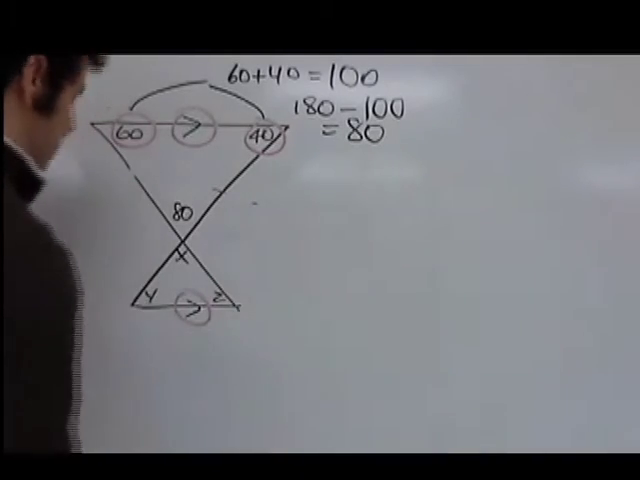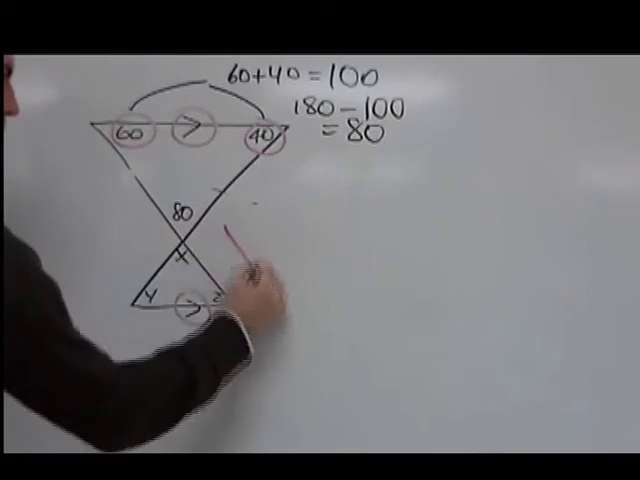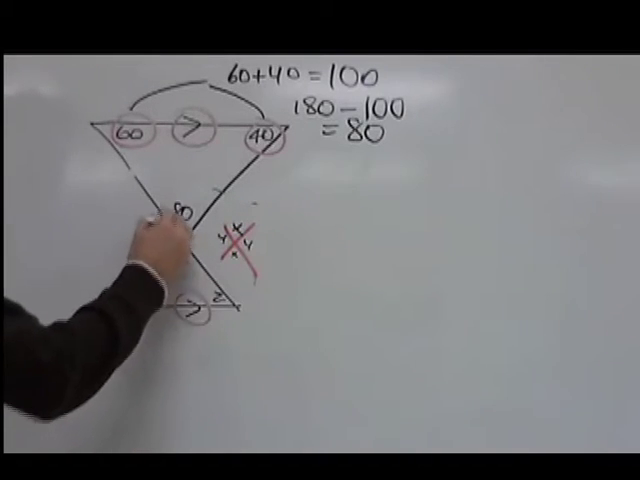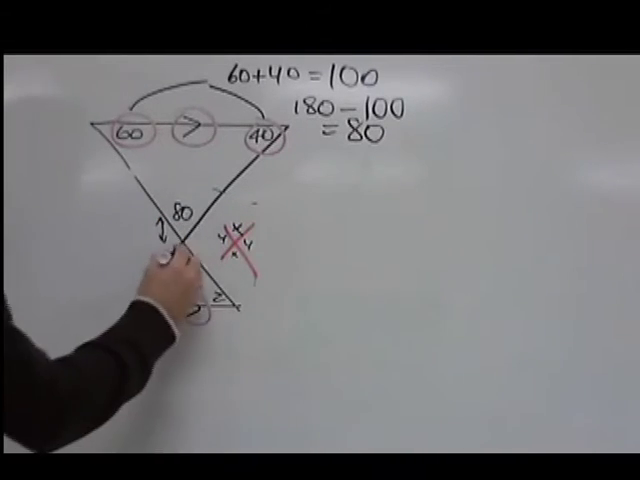But now we also see something else. There's an X here. That means that there's opposite angles. Therefore, the 80 has to be opposite to the other X.